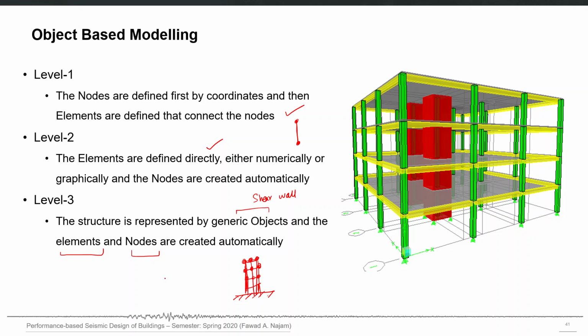Similar is true, let's say, for slabs: you define a generic object called slab, for example, and the software will automatically divide it into plate or shell elements and create all these nodes itself. So this level 3 is the type of modeling which we will be doing in ETABS, in which we will directly define the generic objects, shear walls, beams, columns, slabs, footings for example, and the software will automatically create the finite elements and the nodes required to connect those finite elements.